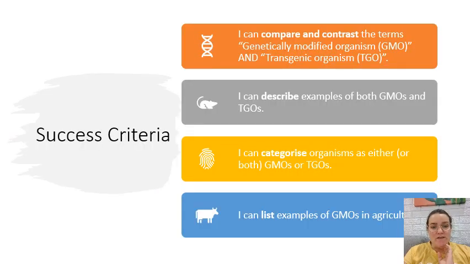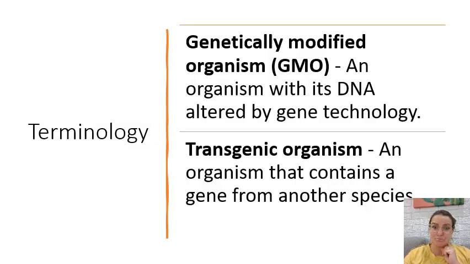So you'll be successful in this lesson if you can compare and contrast those terms, genetically modified organisms, so GMOs, and transgenic organisms, TGOs. You'll be able to describe examples of both of them, as well as take examples and categorize them as either GMOs or TGOs. And you'll also obviously be able to list examples of GMOs in agriculture.